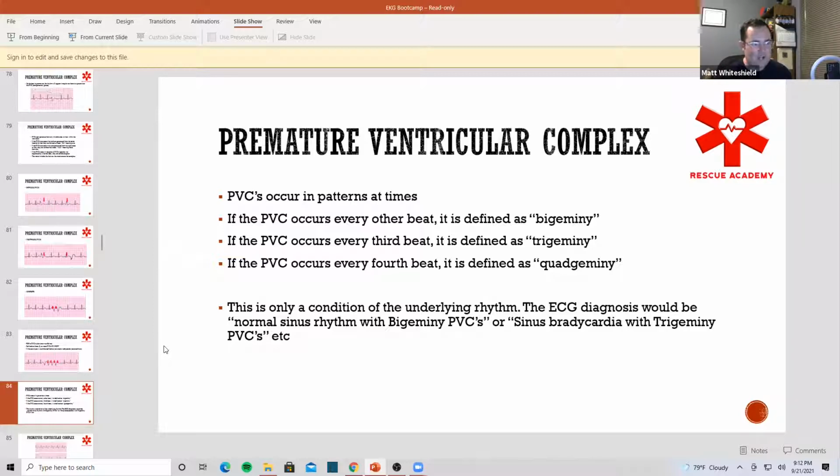That is known as quadgeminy. And you see exactly how it's written here. EKG diagnosis will be normal sinus rhythm with bigeminy PVCs, or bigeminal. I've seen both written out. Sinus bradycardia with trigeminal PVCs, or trigeminy.